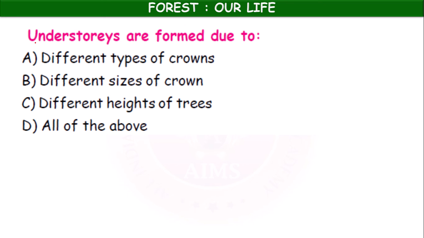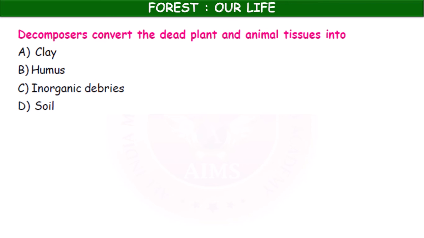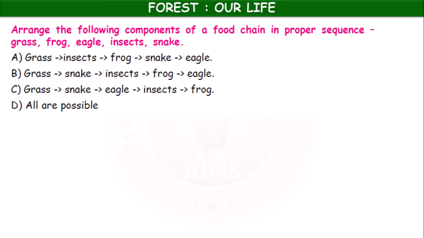Understories are formed due to different types of crowns, different sizes of crown, different heights of trees, all of the above. Next, decomposers convert the dead plant and animal tissues into clay, humus, inorganic debris, soil. Humus.